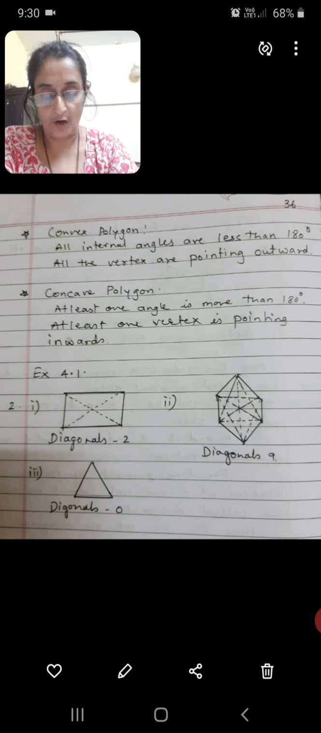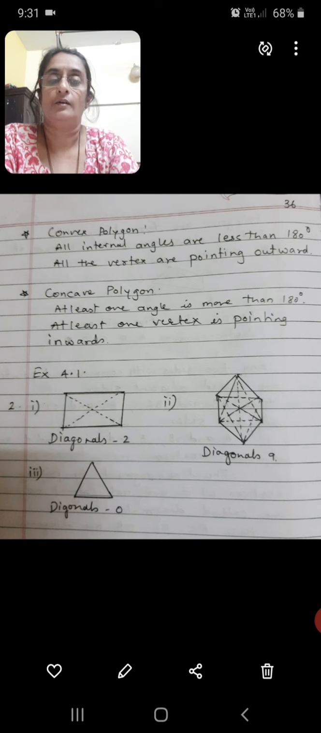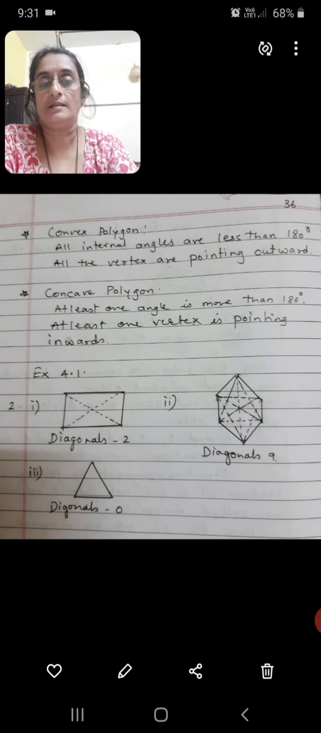The question is, how many diagonals does each of the following have? The first is a rectangle. How many diagonals will a rectangle have? That is 2. The next figure given is a regular hexagon. In a regular hexagon you will get 9 diagonals. Next a triangle is given. Is there any diagonal in a triangle? No. So the number of diagonals is 0.